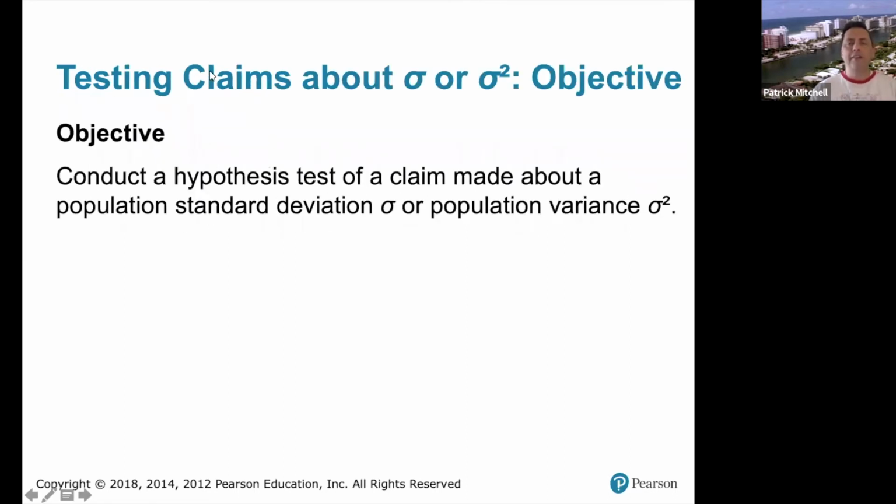So the objective is to conduct a hypothesis test of a claim made about a population standard deviation sigma or population variance sigma squared. So remember, so far we've talked about how to test a claim about a population proportion and a population mean. So now we're doing population standard deviation or variance.